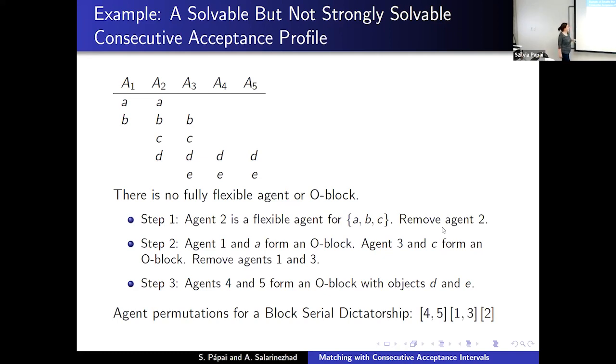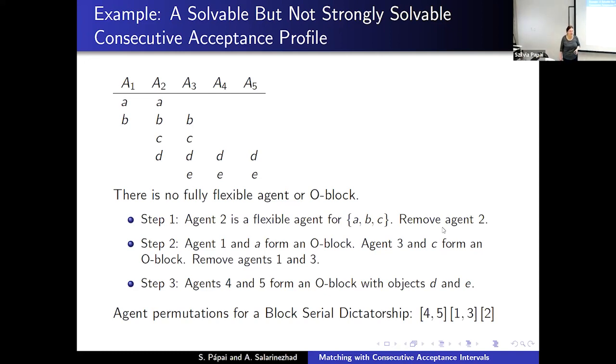And now this leads to agent 1 forming an O block with A, and agent 3 forming an O block with C. So we can remove them, right? Because now they don't have the competitor 2. So we can remove agents 1 and 3. And then in the last step, we can remove agents 4 and 5, who now have an O block with D and E, right? But before they didn't have it because D and E were acceptable to some other agents as well. So we can remove all of them. So it's solvable, but it's not strongly solvable because we didn't have a fully flexible agent or an O block at the beginning.